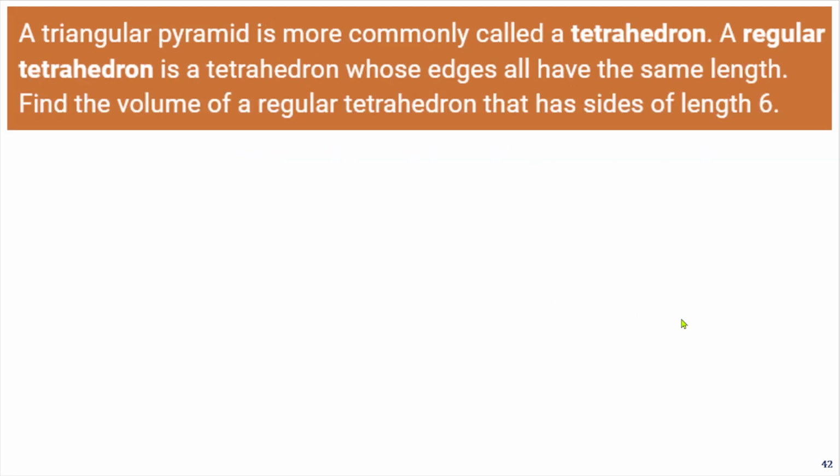Okay, consider another question here. A triangular pyramid is more commonly called a tetrahedron. A regular tetrahedron is a tetrahedron whose edges all have the same length. Can you find the volume of a regular tetrahedron that has sides of length 6?